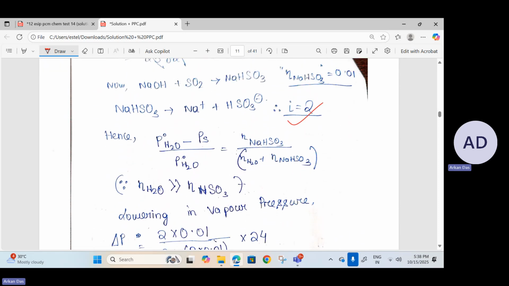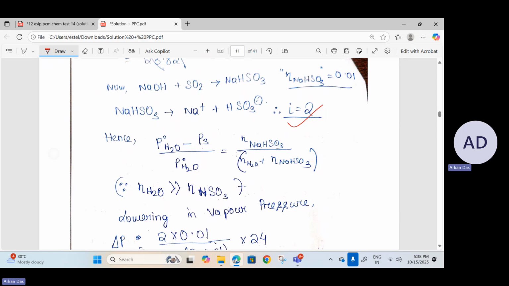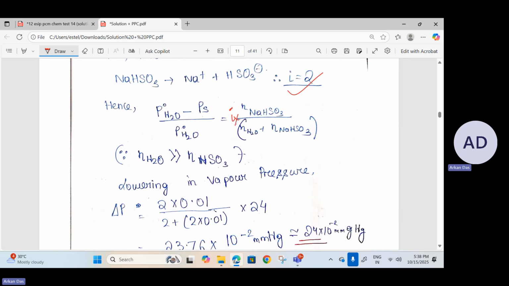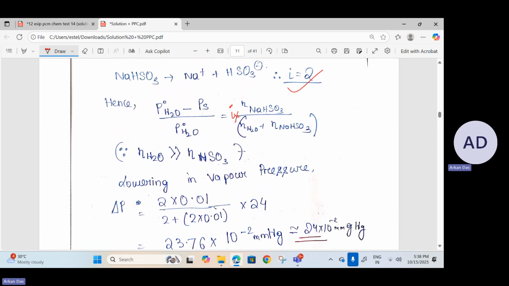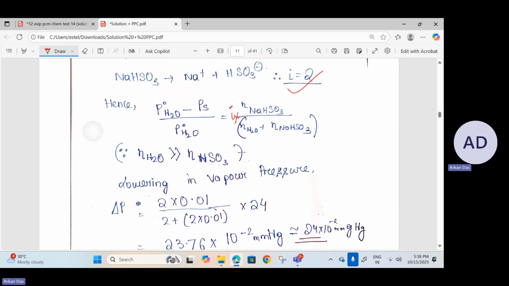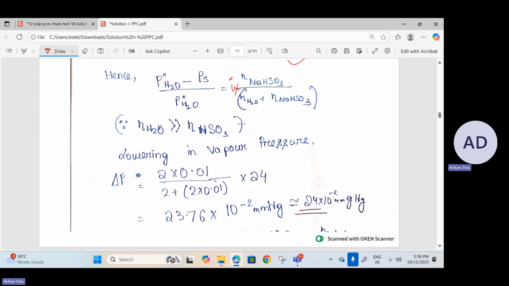And therefore, if you see the formula, it is P naught minus PS divided by P naught equals to I into NaHSO3 divided by H2O plus NaHSO3. So as we know that number of moles of H2O is much more than number of moles of HSO3. So although we could have excluded it, we are not excluding, we are putting all the values, and 2 is nothing but I. So as soon as we put all the values, we are going to get the fact very clear, that is delta P, or the lowering of vapor pressure, is equals to the overall thing.